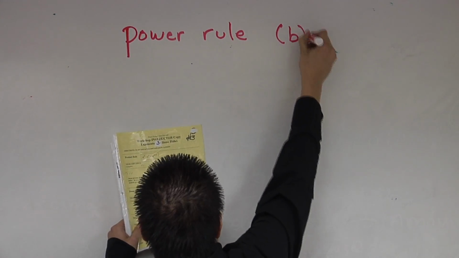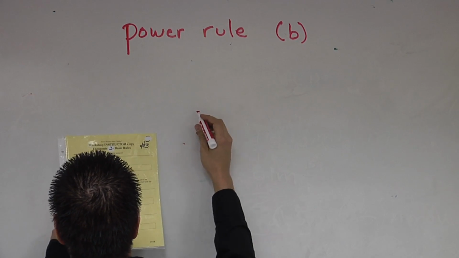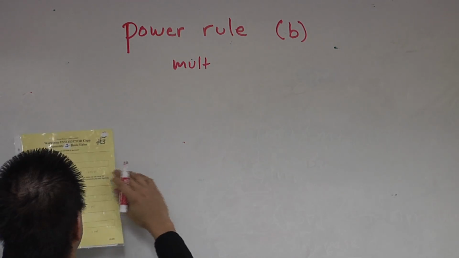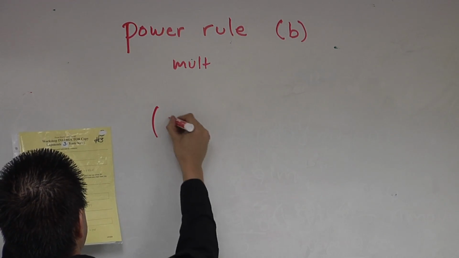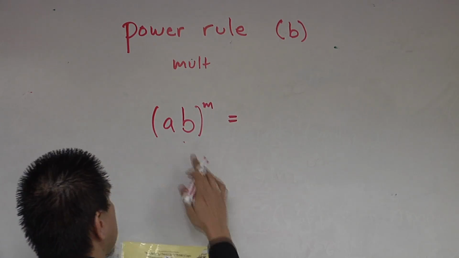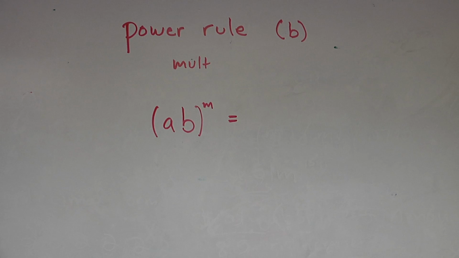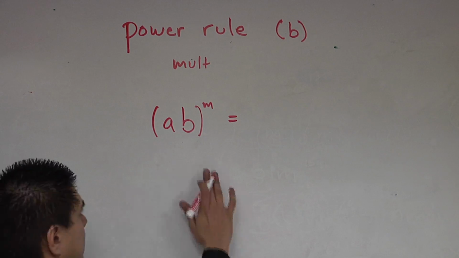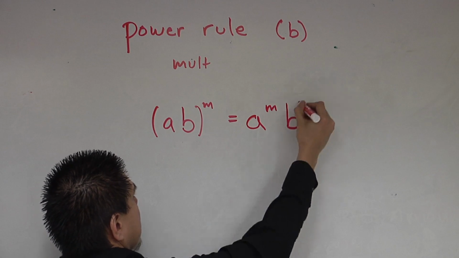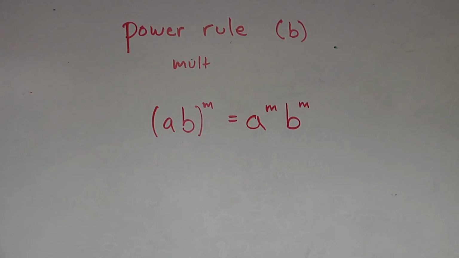What they're calling power rule B, and I'm going to write multiplication there because it's actually the power rule for multiplication, is (ab) to the m. Do you guys recall what this is? That's where you distribute it out to each one individually, so it'd be a to the m times b to the m. You agree with that? Yes, that's correct. So that's what that ends up giving us there.